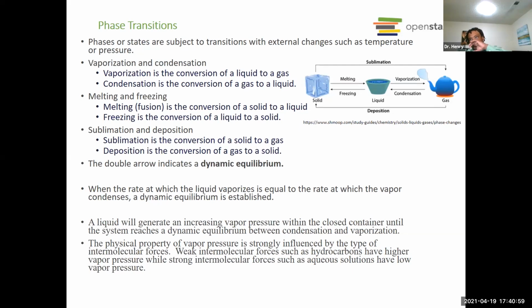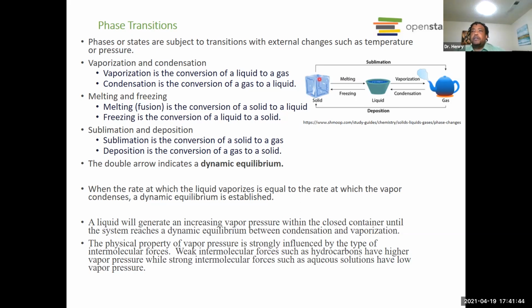So phase transitions are the changing from one state to another state. If we're going from a solid to a liquid, that's melting. Nothing fancy, just called melting. It's also called fusion. If we're going from a liquid to a gas, that's called vaporization or evaporation. If we're going from a gas to a liquid, that's called condensation. If we go from a liquid to a solid, that's freezing.